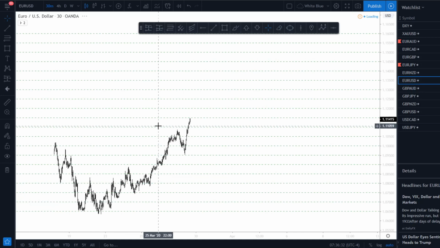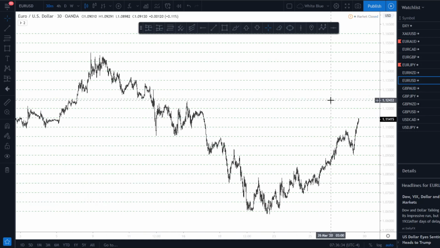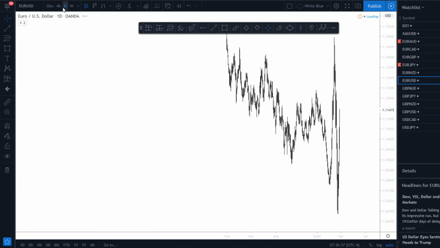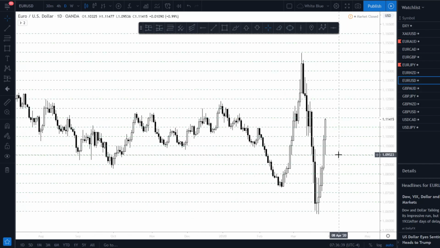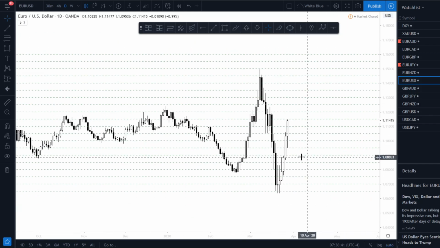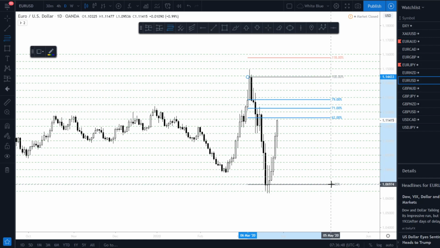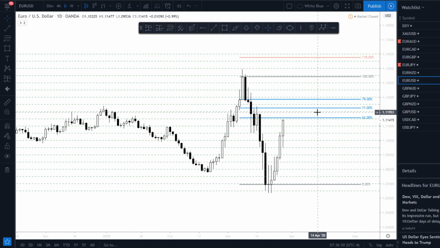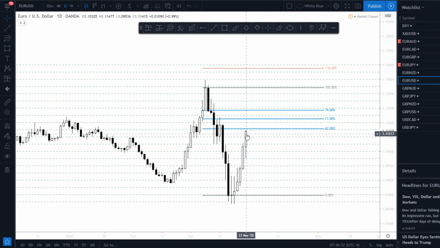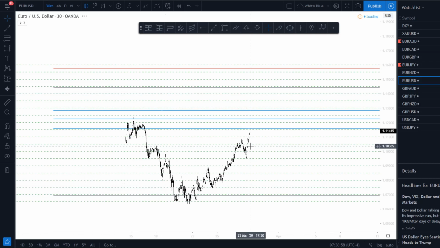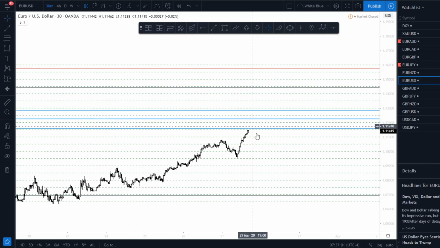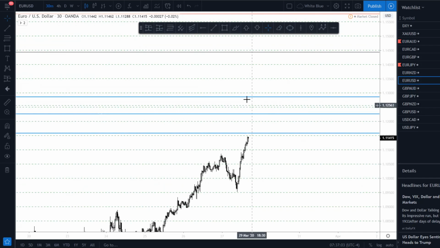Euro USD could be a sell on here. We go into the daily. From the high down to the low, 71%. So what I'll be looking for in here is price action to be consolidating around this area, and then we can get a move down and hopefully get into a short position.